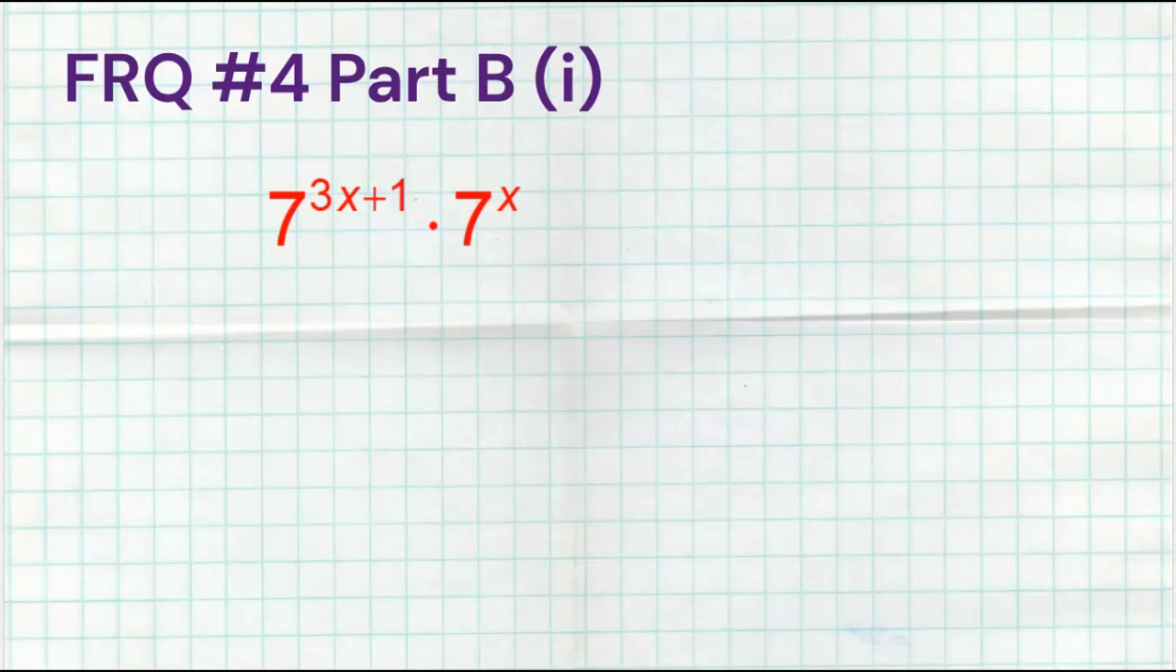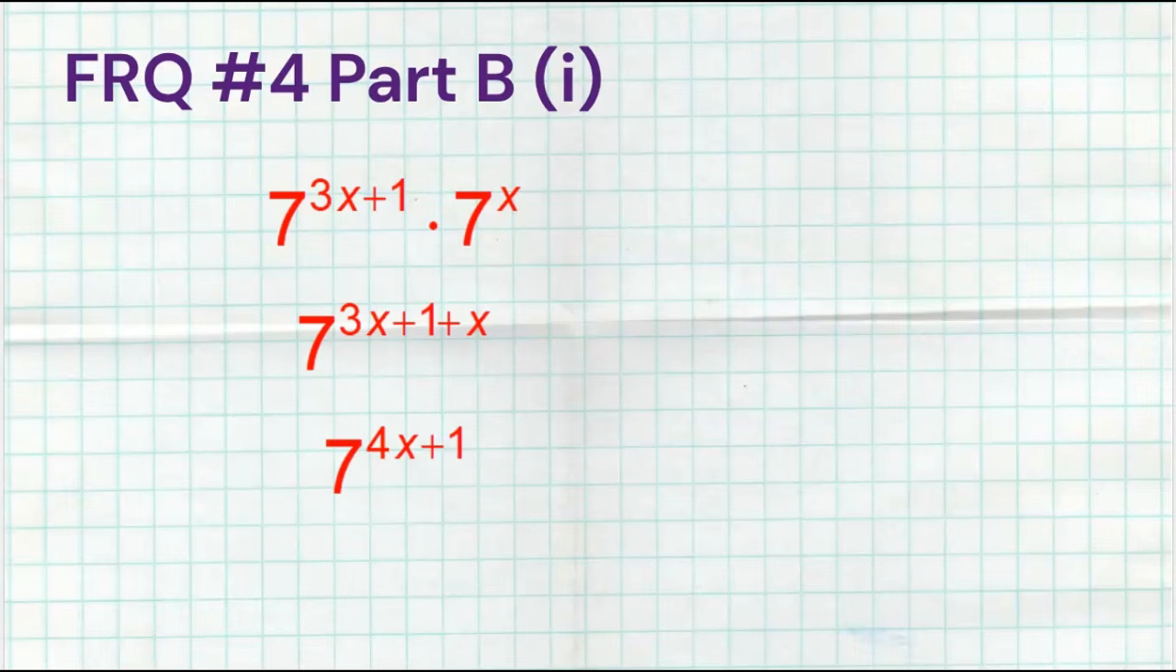So here's j of x, and now all we have to remember, it's actually a really easy question, is that when we multiply with the same base, we are allowed to add the powers. So we get one base of 7, and we're going to take the 3x plus 1, and we're going to add x. Now, you probably could stop here and get full credit because you did accomplish the goal of having one base 7 and one expression as the exponent.